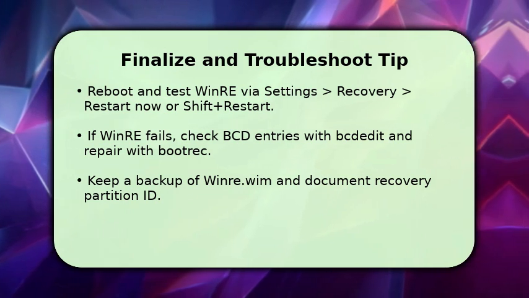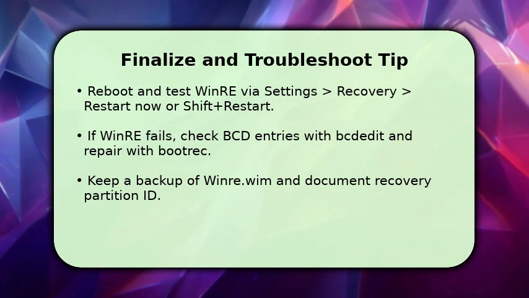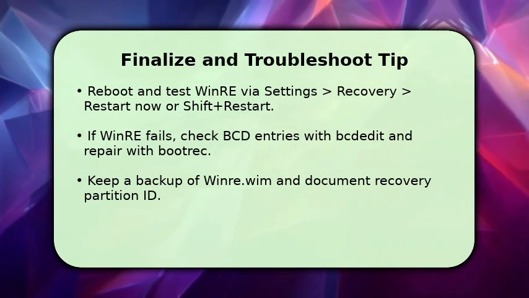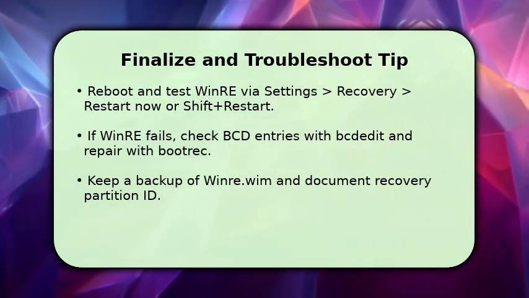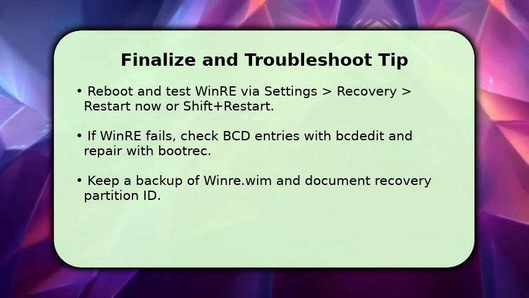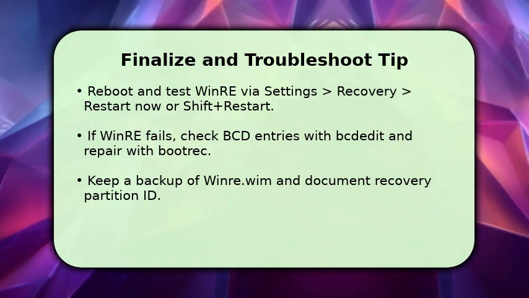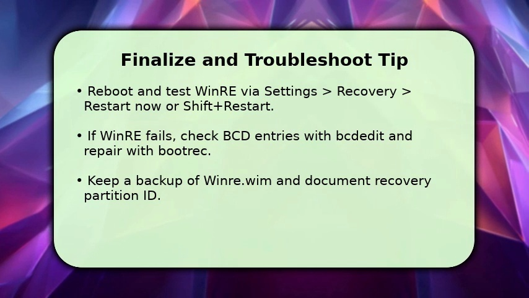If the system doesn't enter WinRE, check BCD entries with bcdedit and repair startup with bootrec /fixboot and bootrec /rebuildbcd, because broken boot entries are a common culprit. Make sure you keep a backup copy of winre.wim, and note the recovery partition ID so you can quickly restore configuration if something goes wrong.